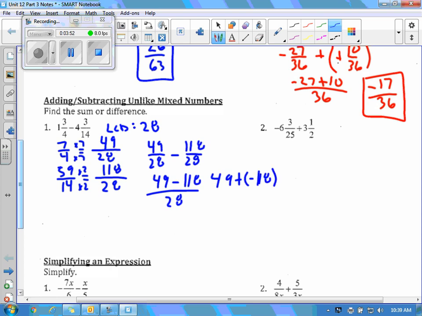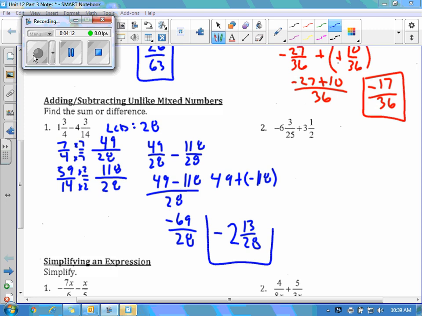When I do that subtraction, I get negative 69 over 28, which I then need to turn into a mixed number. When I do that, I get negative 2 and 13 over 28 for my final. Number 2, I will leave up to you guys.